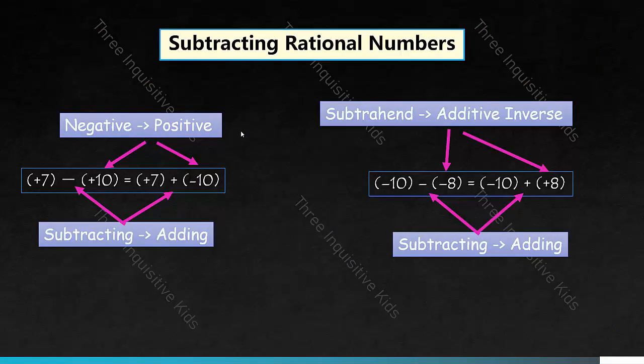In subtracting rational numbers, if we're going to turn this subtraction into addition, we also have to change this positive into negative. I'm not sure why it says negative to positive. It should be positive to negative in this case.